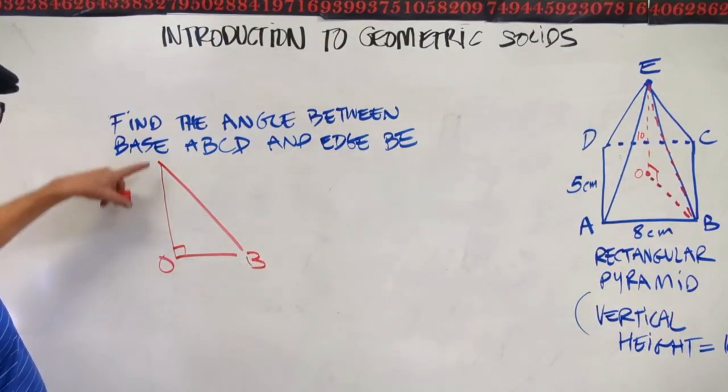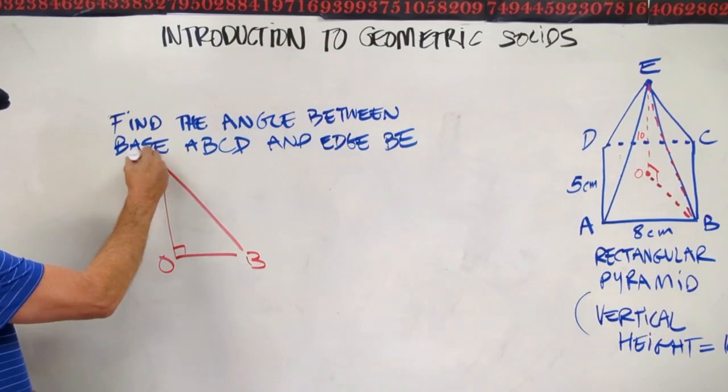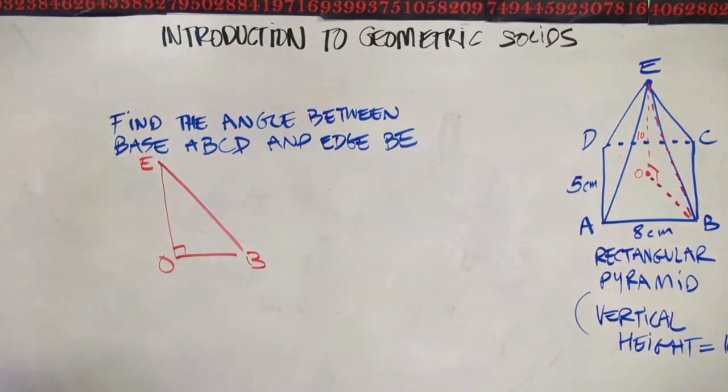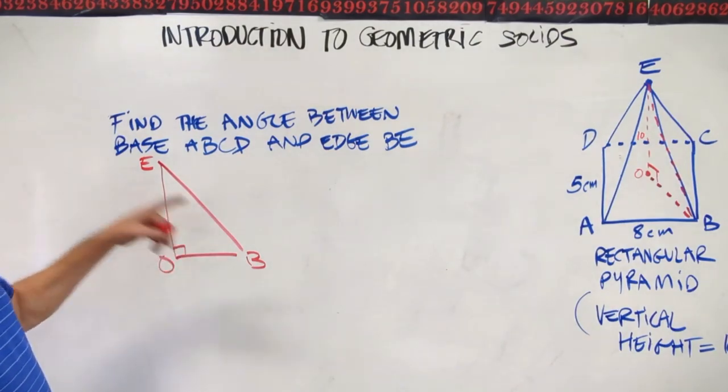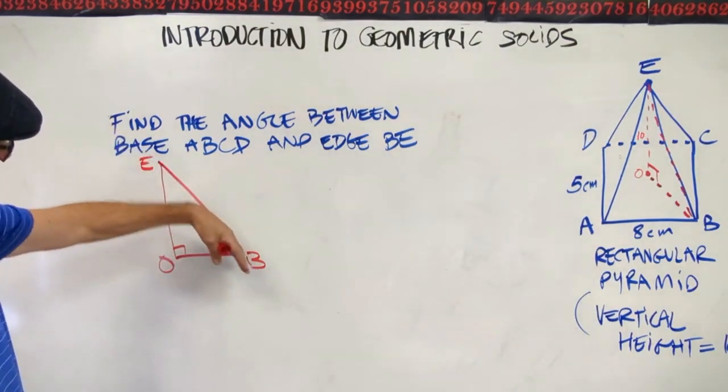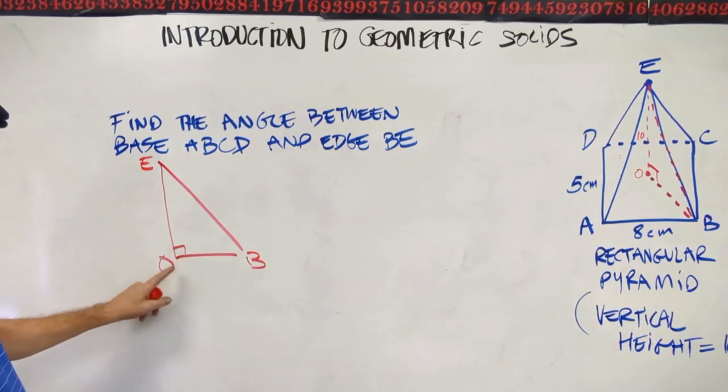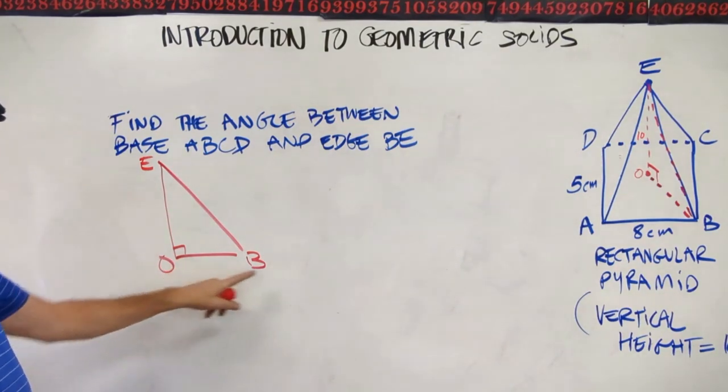That's B. And then we have our E up on top. And we're wanting to know this angle. That is the angle between the edge, BE, and the base, which is represented in this 2D diagram by OB.